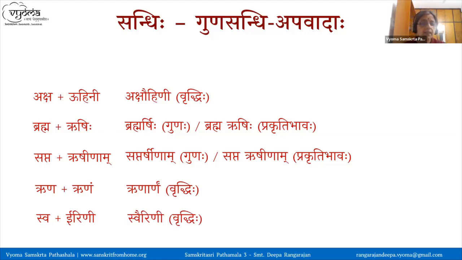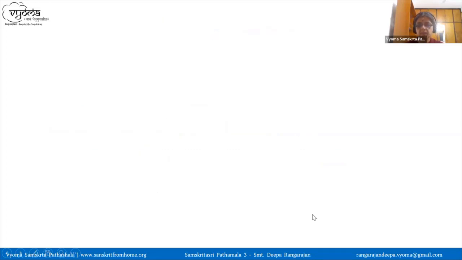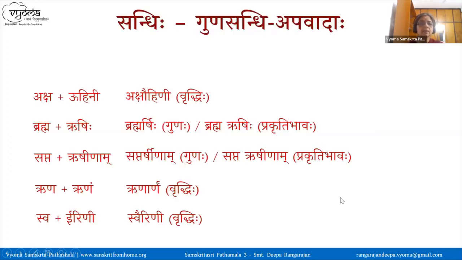Similarly, for Swa and Irini, Akara and Ikara would have become Ekara. It would have become Sverini. On the other hand, the actual word is Swairini. Swairini is only correct. You should not say Sverini. So these are the exceptions to Guna Sandhi. In Brahmarshi and Saptarshinam, the Guna is correct, but you have the optional Prakriti Bhava. For the others, if you do Guna, it will be wrong. Only Vriddhi is correct.